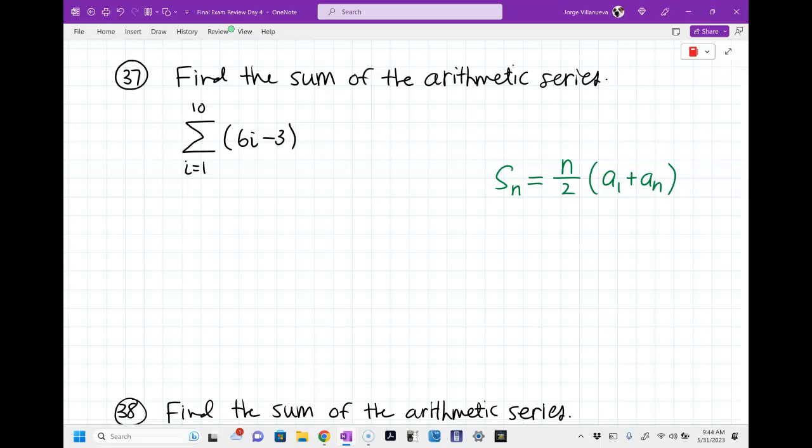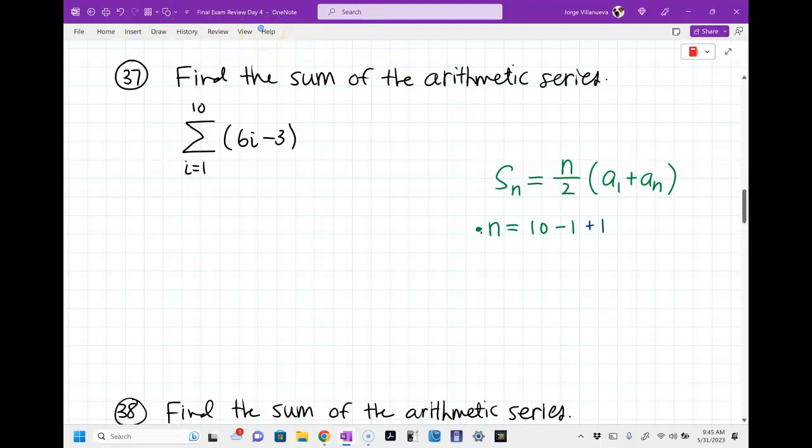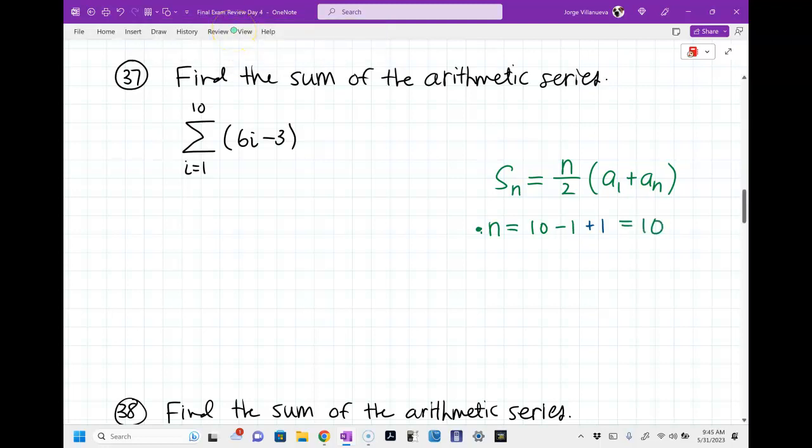So in order to do this, I need to know my first term, my last term, and my n terms. To find n, you're going to get the top number and the bottom number, subtract them, and then add 1 to it. So you're going to do 10 minus 1, and then plus 1. You always add 1 to figure out the number of terms. So this is equal to 10. So I know n is equal to 10.